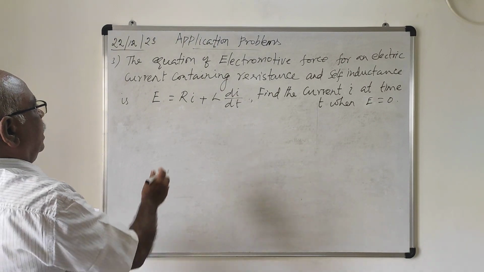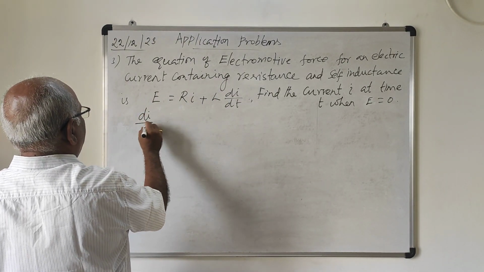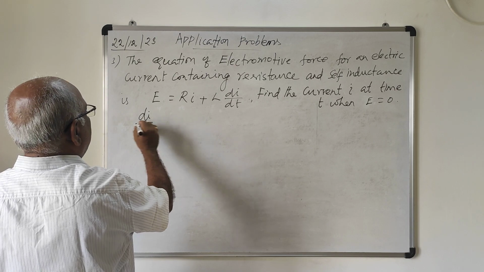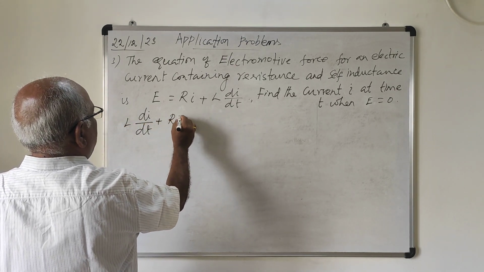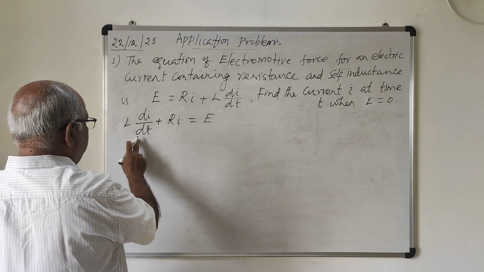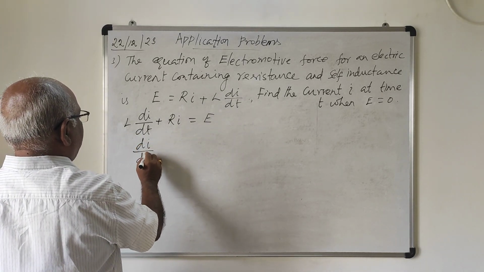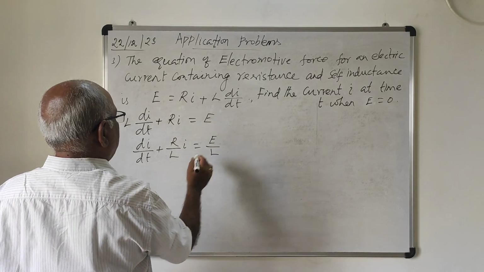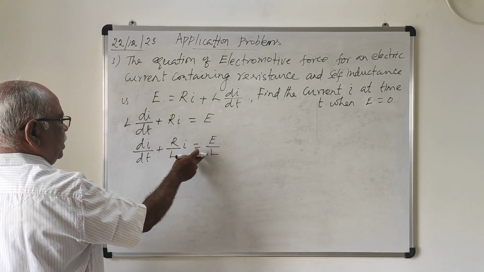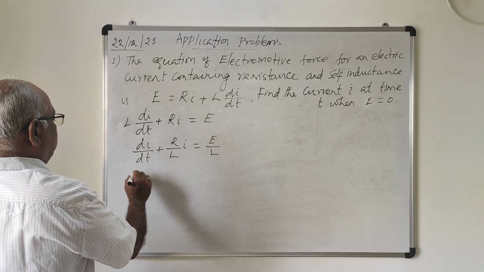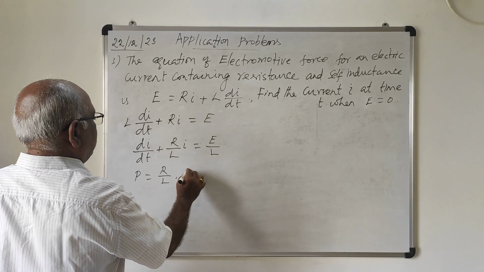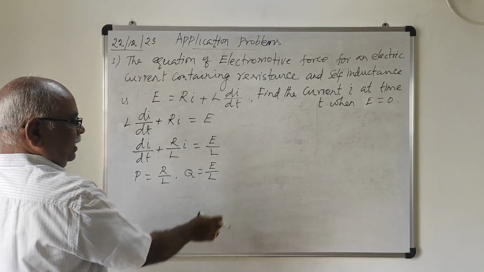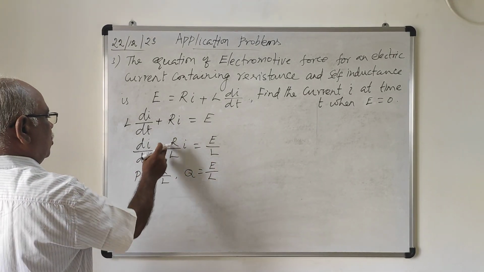From L into di by dt plus Ri equal to E, divide throughout by L and you get di by dt plus R by L into i equal to E by L. So this is the form dy by dx plus Py equal to Q. Here P equal to R by L and Q equal to E by L, where E is electromotive force, L is the self-inductance, R is the resistance.